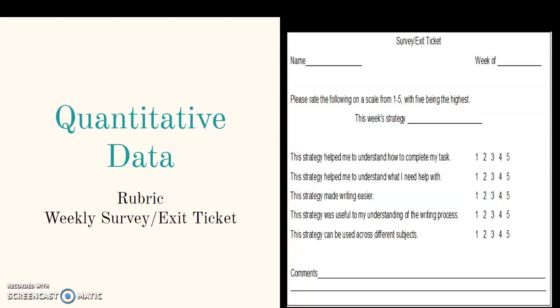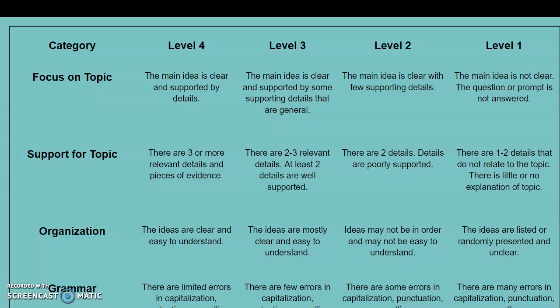So the first statement was, this strategy helped me to understand how to complete my task. The next one was, this strategy helped me to understand what I need help with. Third, this strategy made writing easier. Next, this strategy was useful to my understanding of the writing process, and this strategy can be used across different subjects. And then the students had space to also add comments.